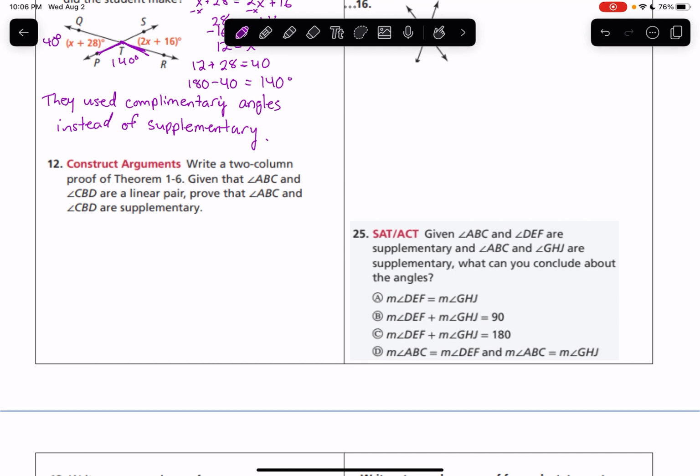So let's make the framework here for our 2-column proof. Oh, that's going to bug me. Hold on. Let's try again with a straight line. There we go. And statements and reasons this way.